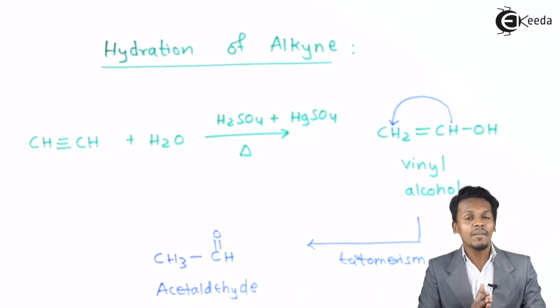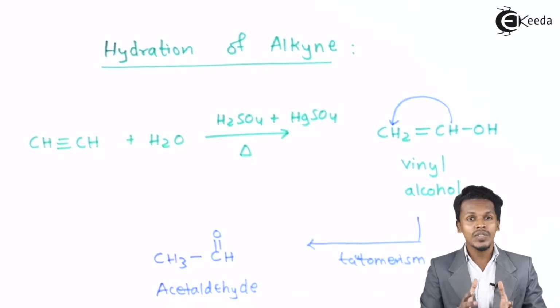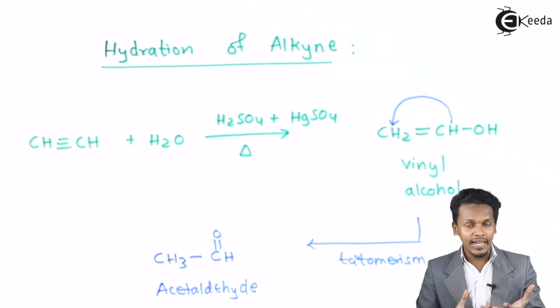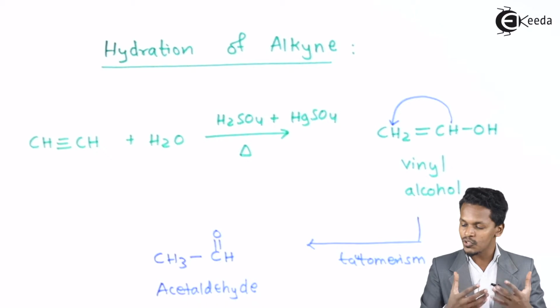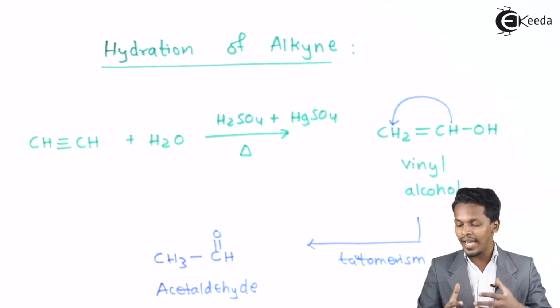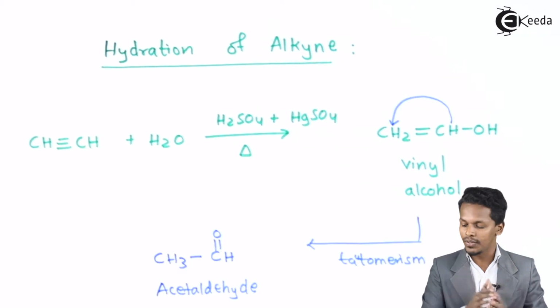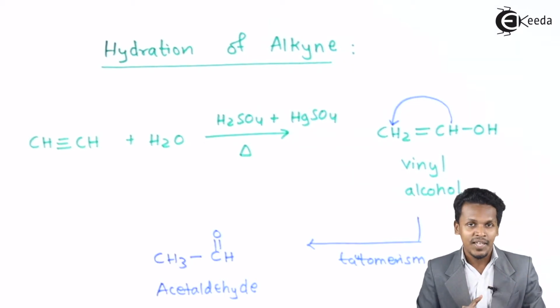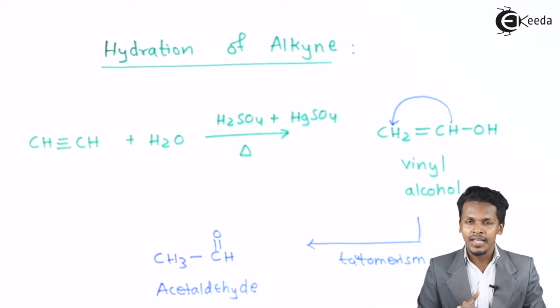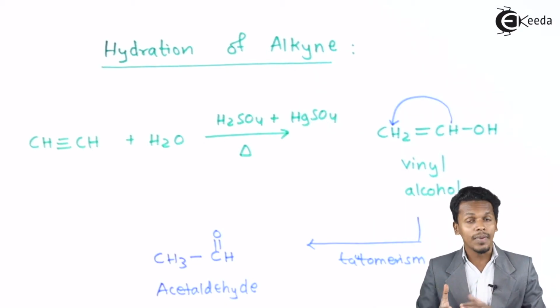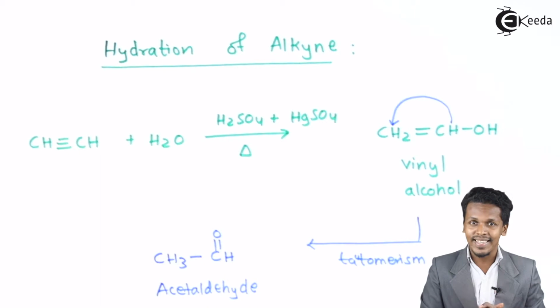So this is how we can prepare an aldehyde by using specifically ethyne. If the ethyne molecule undergoes hydrolysis in the presence of H2SO4 and HgSO4, then we get a vinyl alcohol, and that undergoes tautomerism, and we form an aldehyde. So this is how an aldehyde is prepared by the hydration of an alkyne. Now how can we prepare a ketone by the hydration of an alkyne? Let us understand that also.